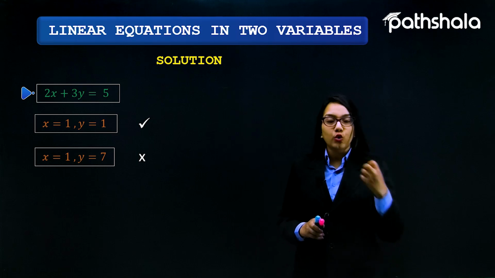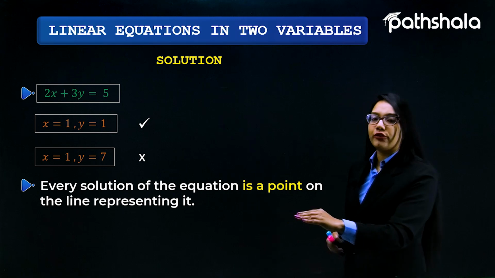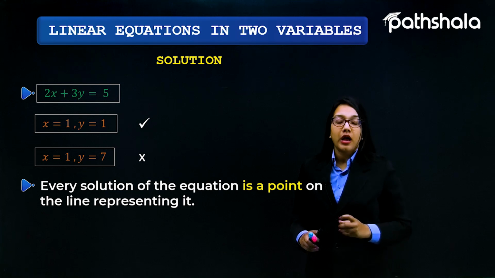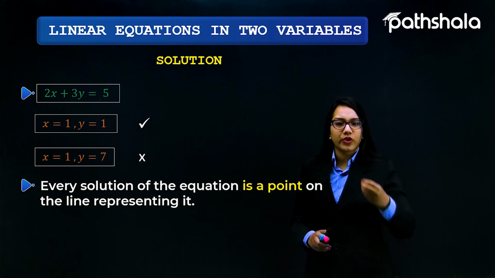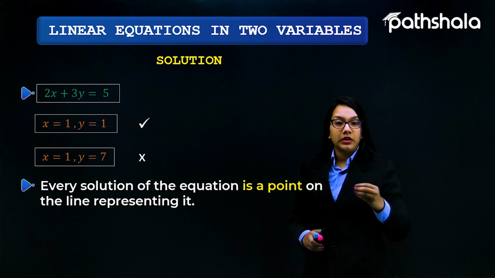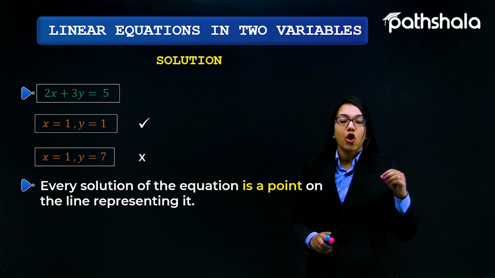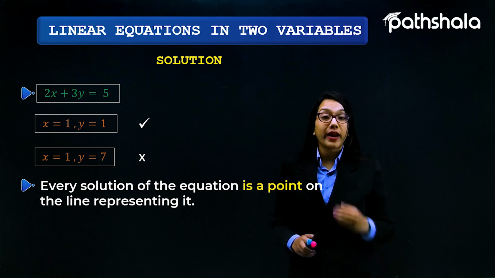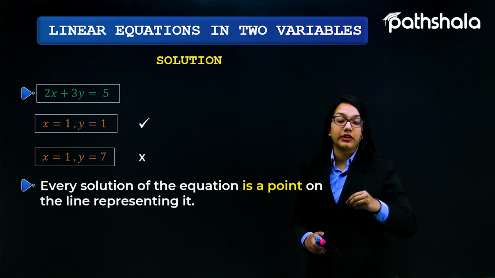So what we can conclude from this concept is that every solution of the equation is a point on the line representing it. As we have already done the chapter linear equation in two variables in the previous classes, we do know that every point lies on the line if it is a solution of that particular equation. Or what else we can say, every solution of the equation represents a point that is lying on the line that represents it.